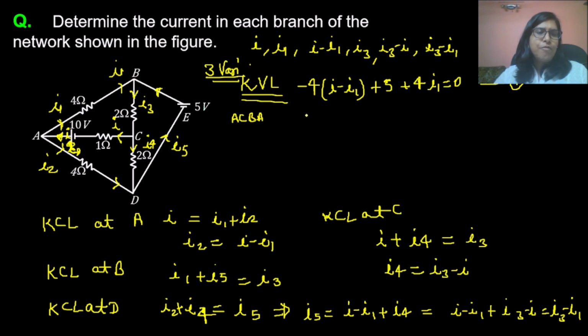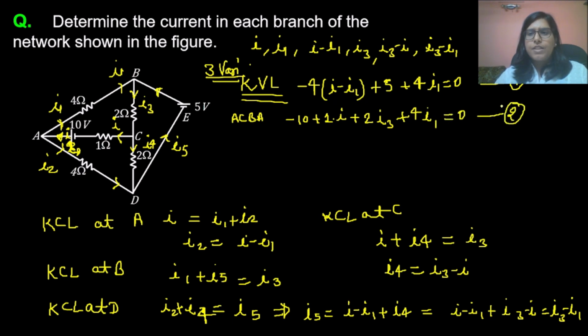If we move from A to C, we are moving from high voltage to low voltage, that means minus 10 volt, moving opposite to the direction of current, that means plus 1 into I. Then C to B, moving opposite to the direction of current, so plus 2 into I3. Then moving opposite to the direction of current, that means 4 into I1 equals to 0. This is the equation number 2.